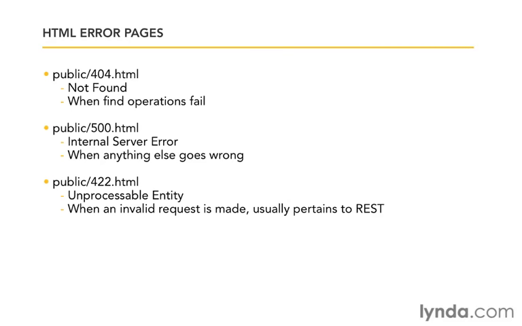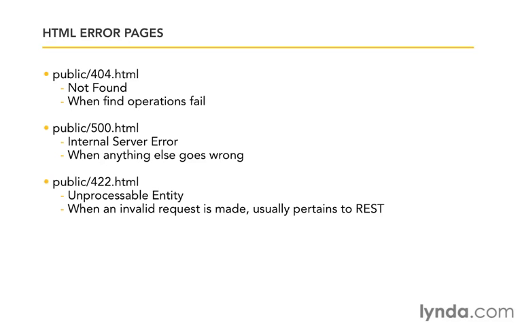You're probably familiar with 404 errors. It means that a page was not found, and this is typically in Rails for when find operations fail. So if we're trying to find a subject with a certain ID, and it's not found, we would get a 404 error. 500 errors are more general errors, and they typically happen when anything else goes wrong in the application. It's just a general internal server error.